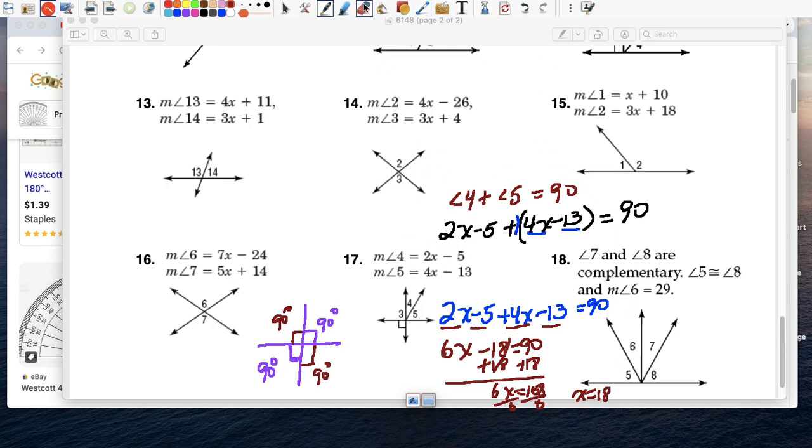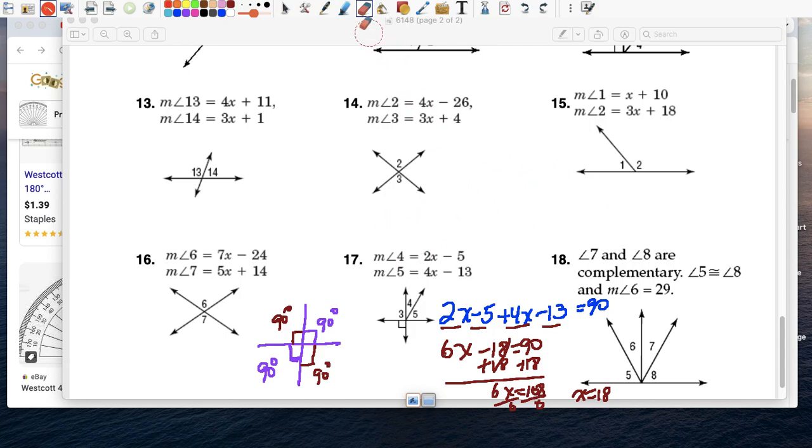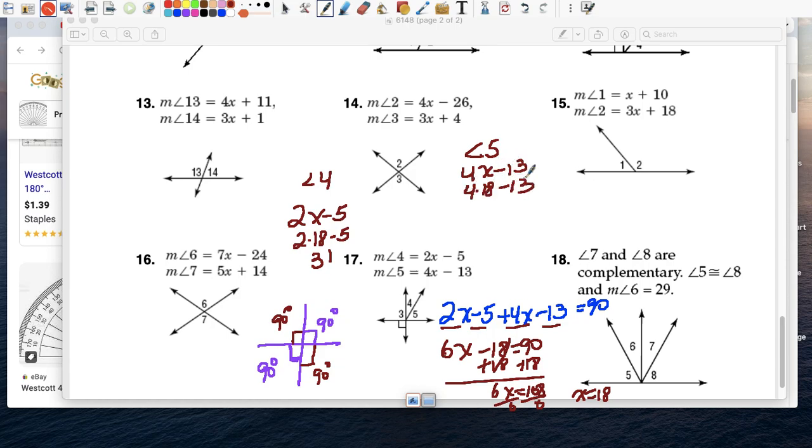Let me erase this. Let's go back to angle 4. Angle 4 is 2x minus 5. We replace x with 18, so we get 2 times 18 minus 5. 2 times 18 is 36. 36 minus 5 is 31. So angle 4 is 31. Angle 5 is represented by the expression 4x minus 13. We're going to do 4 times 18 minus 13, and that is 59.